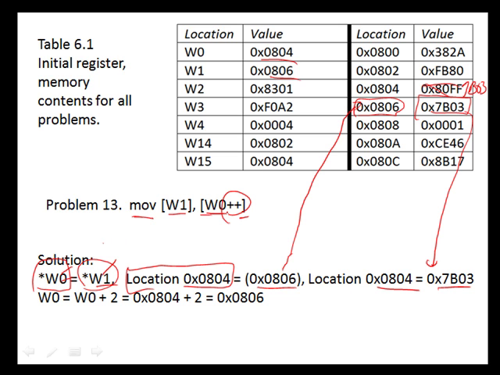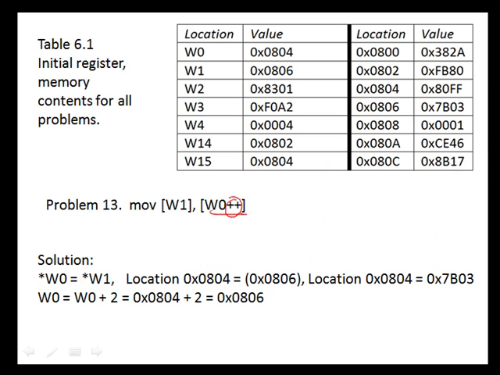Finally, we want to post increment W0. So W0 contains 804. We're going to increment by 2 because this is a word operation. So 804 plus 2 is going to be 806.